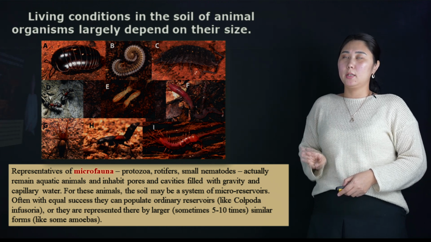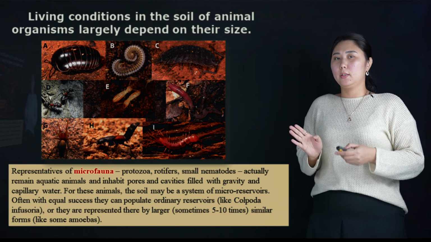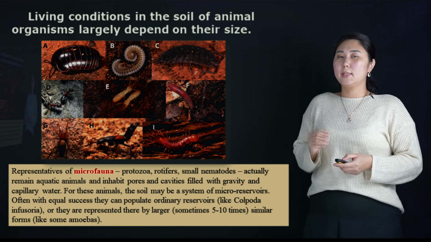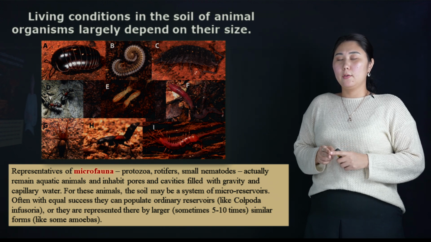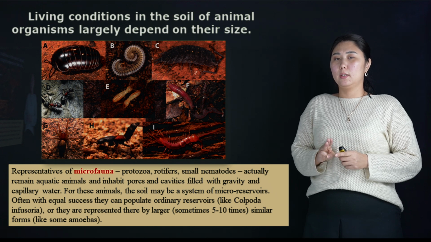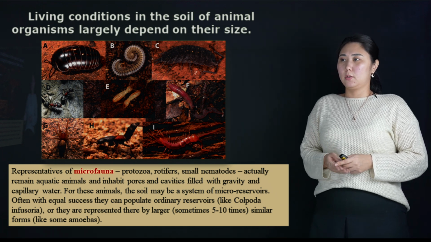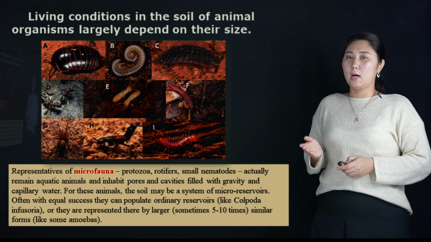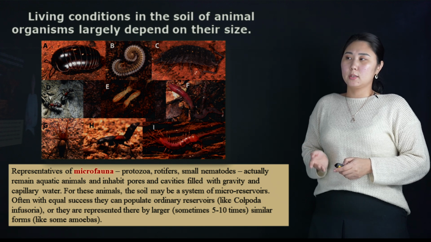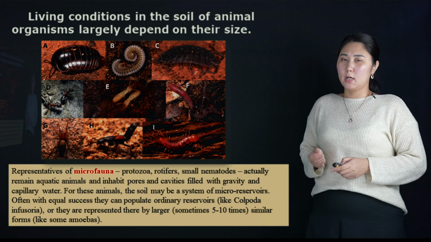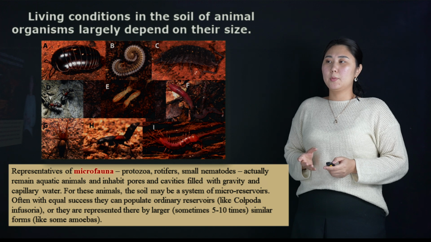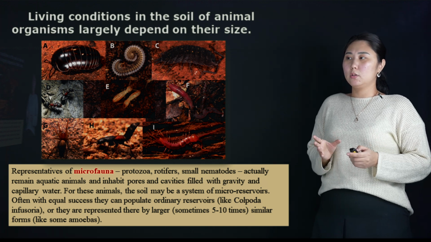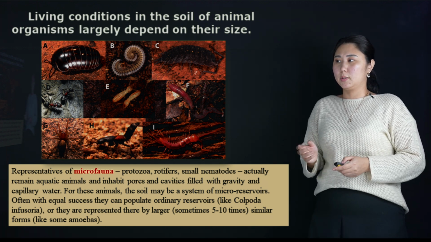We have 3 types of animals which live in the soil by their size. First is the microfauna, the second is the mesofauna, and the third is the macrofauna. Microfauna are protozoa, rotifers, small nematodes, actually aquatic animals, which inhabit pores and cavities filled with gravitational water. These animals are very small, so they are called microfauna.